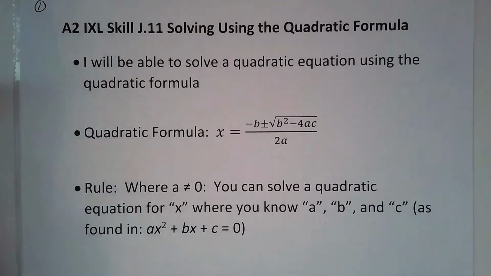We are going to be doing skill number J.11, solving using the quadratic formula. This is the third in five skills that you're going to be doing to cover your first test score packet for quadratics. What we're really doing for your test score is taking the average of the scores of these first five skills, and that becomes your test score. So you're doing your practice and your test at the same time.